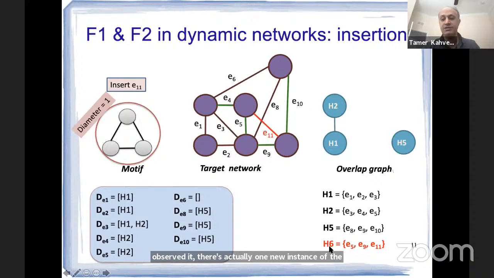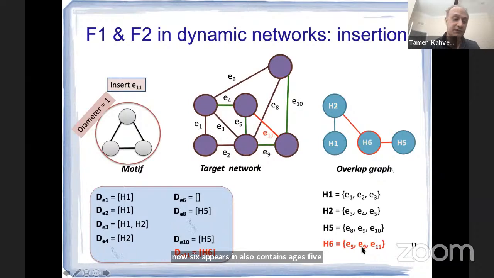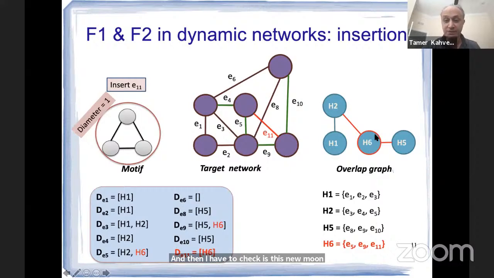So I'm going to call it H6. I generate it, I insert it in the overlap graph. I update my auxiliary data structure with the new list. Now H6 also contains edges 5 and 9. So I need to update those two as well. And then I have to check, hey, is this new motif placement possible to include in the result set? So remember that my solution was 1 and 5.